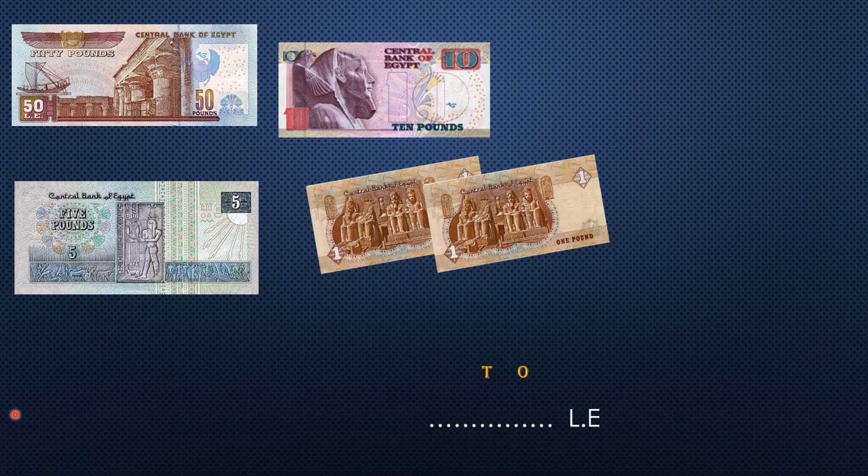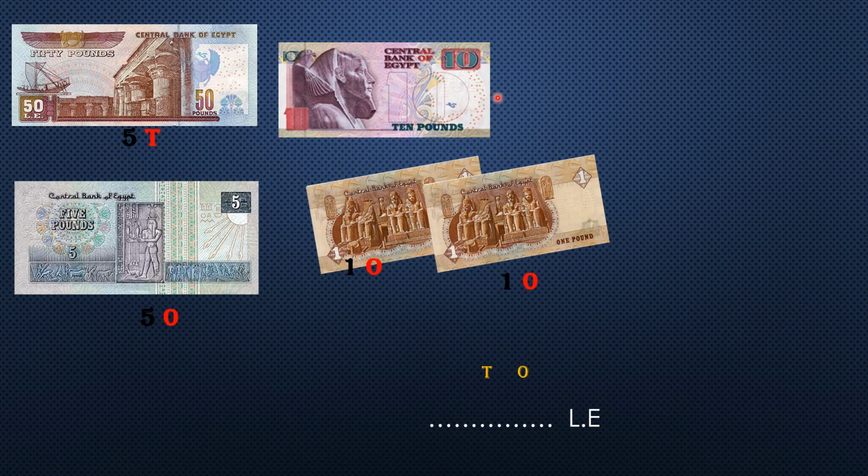First paper we have here is 50 pounds or 50 LE. 50 pounds equal what? Equal 5 tens. Excellent. Second, here we have 5 pounds or 5 LE. 5 LE equal what? Equal 5 tens or 5 ones? 5 ones. Excellent. Here I have 1 pound, and here I have another 1 pound, equal 1 ones.